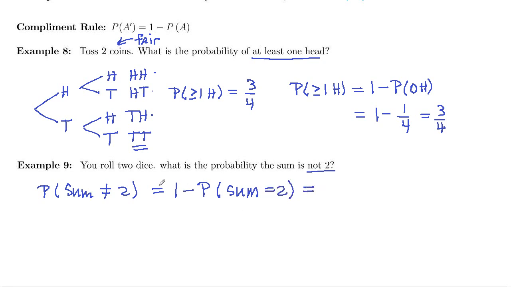So remember when we did our outcome of rolling 2 fair dice, we had 36 possibilities. There were 36 possibilities here, and only one possibility, a 1 and a 1, will give you a sum of 2. So this is going to be 1 minus 1 out of 36. So that's 36 out of 36 minus 1 out of 36, which is 35 out of 36. And we didn't need to count all of the possibilities that are in this event because it's easier to just look at the opposite.